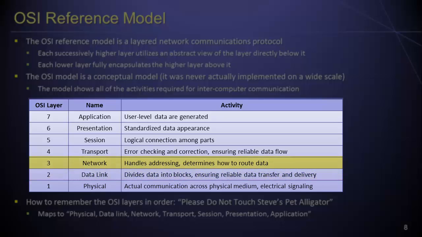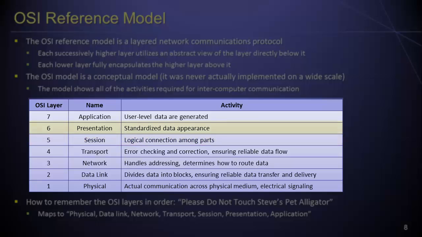The third layer is the network layer, and it is at this layer that host addressing and data routing are handled. Above the network layer, we have the transport layer, which is responsible for error checking and correction, and for ensuring reliable data flow. The fifth layer in the OSI protocol stack is the session layer, which is responsible for handling and controlling the connections between computing devices.